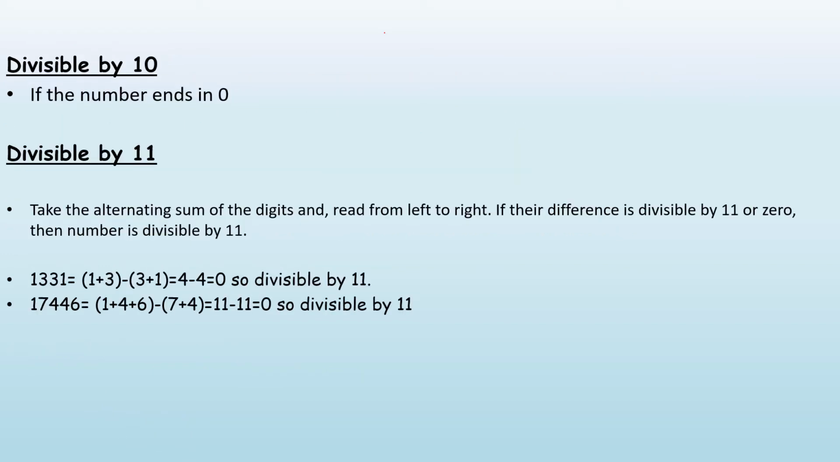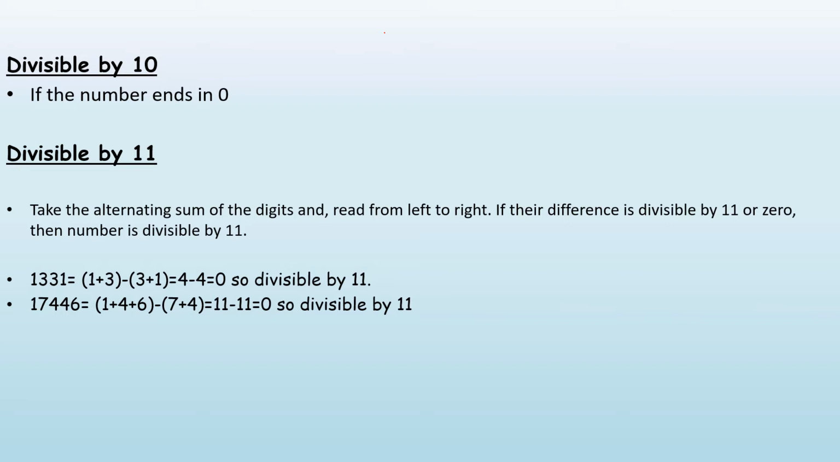Next we will move on to the divisibility rule of 10. If any number ends with 0, then that number is divisible by 10. For example 120, 250, 3500. Next we will move on to the divisibility rule of 11. You have to take the alternating sum of the digits, and if the difference is equal to 0 or is divisible by 11, then that number is divisible by 11.